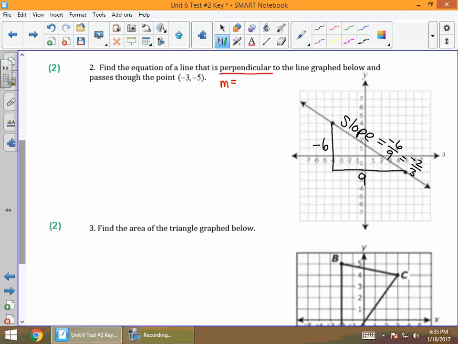And this problem says it needs to be perpendicular. So that means I need the opposite reciprocal to negative 2/3. Well, the opposite reciprocal to negative 2/3 is positive 3/2. Positive 3 over 2. That's my m value. And it goes through the point. There's my x. There's my y. So here we go again. y equals mx plus b.